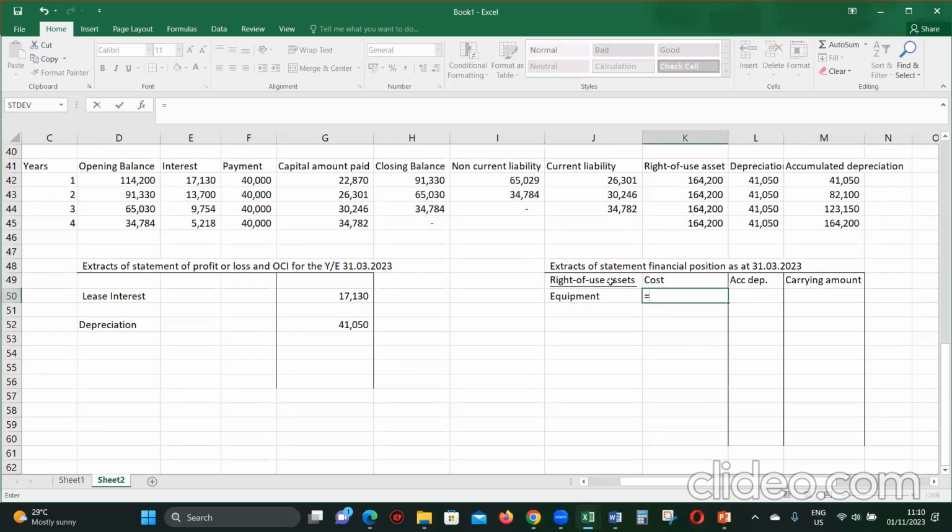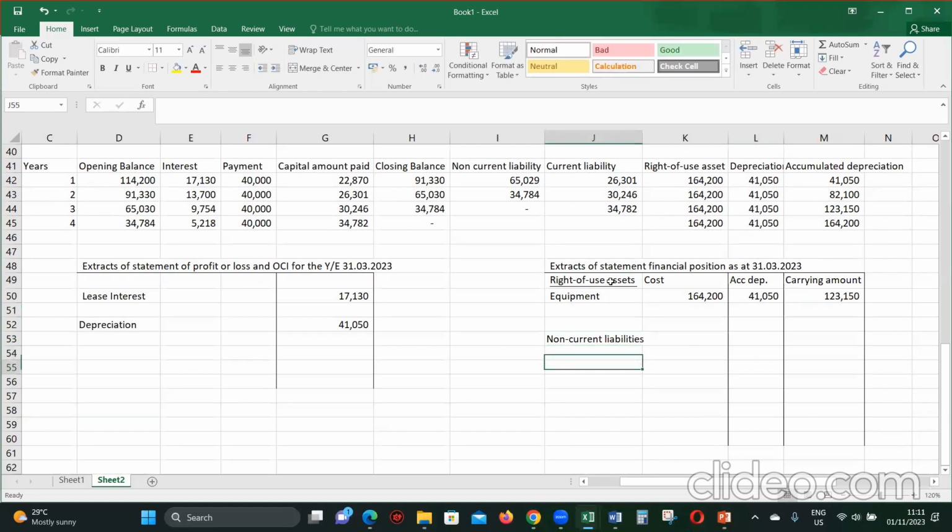What is the cost of the equipment? Right of use asset, 164,200. Accumulated depreciation, 41,050. Carrying amount, cost minus accumulated depreciation. That's it. Right? Non-current liabilities. You have non-current liabilities, right? On the liabilities side. And then current liabilities. Non-current liability, what is that? Lease liability.